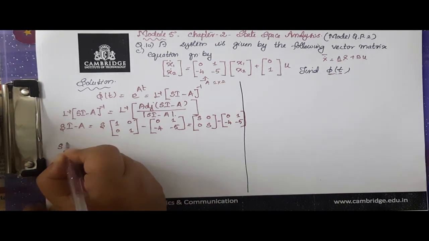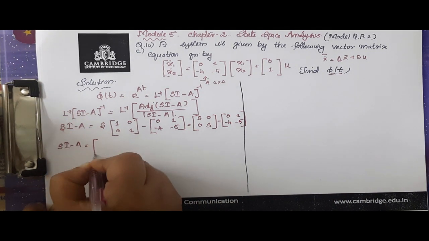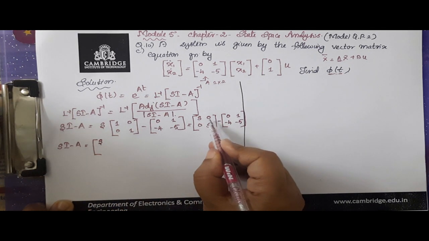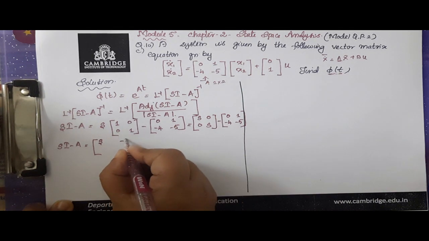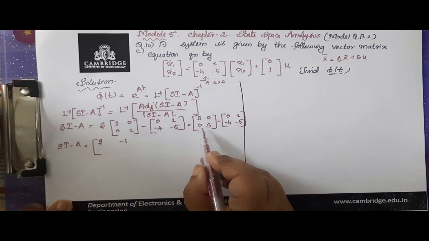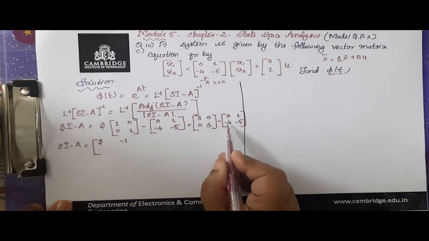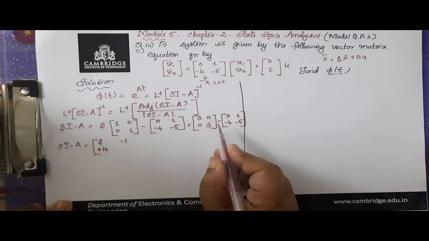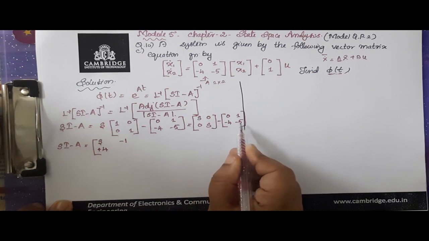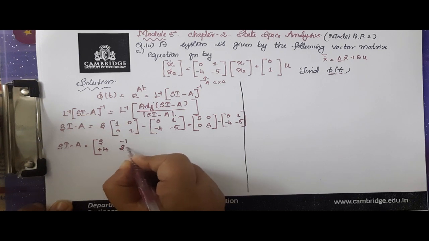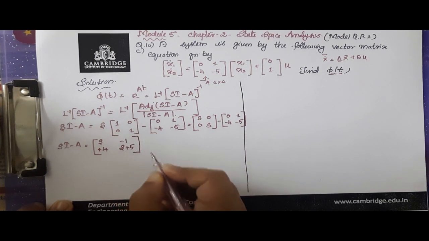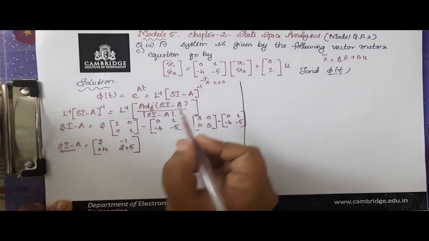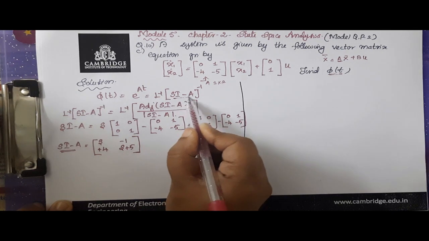So for the simplification, sI minus A is given by s minus 0. So the first term will be s, and 0 minus 1, you can write it as minus 1. And the second row first element will be 0 minus of minus 4, so it becomes plus 4. And finally, s minus minus 5, so I can write it as s plus 5. So we have found the value of sI minus A.